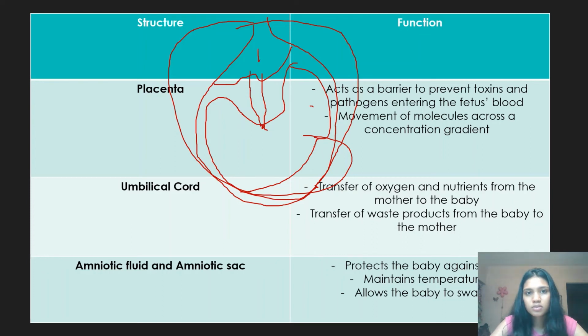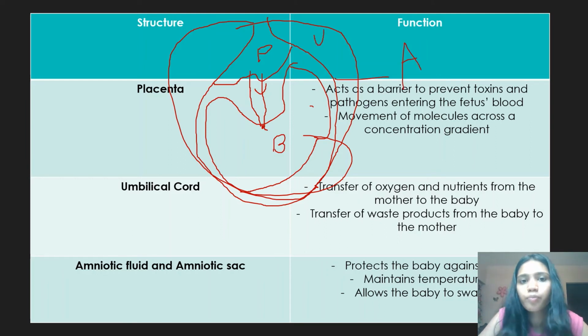So this is the placenta, this is the umbilical cord, this is the baby, this is the amniotic sac, and this is the uterus. Now we're going to look into what the functions of the placenta, umbilical cord, amniotic fluid, and amniotic sac are. So the placenta acts as a barrier to prevent toxins and pathogens from entering the fetus's blood. Obviously there may be toxins and pathogens in the mother's blood. The placenta and umbilical cord is where gas exchange occurs, exchange of nutrients occurs, and exchange of waste products occurs. That's where it happens.